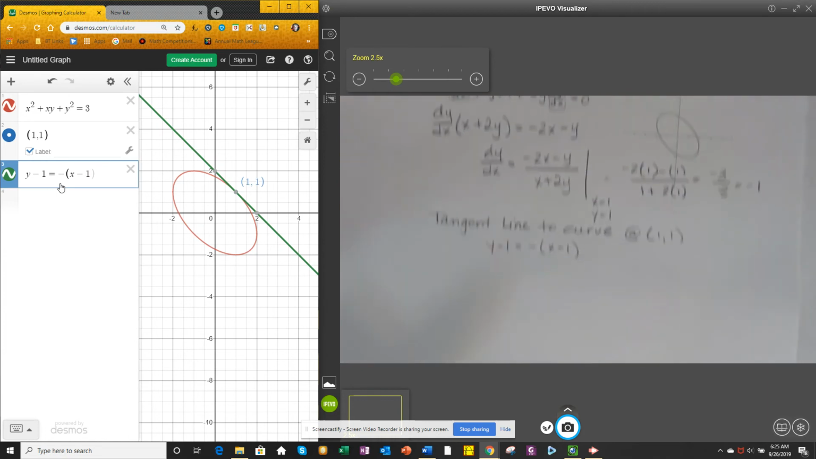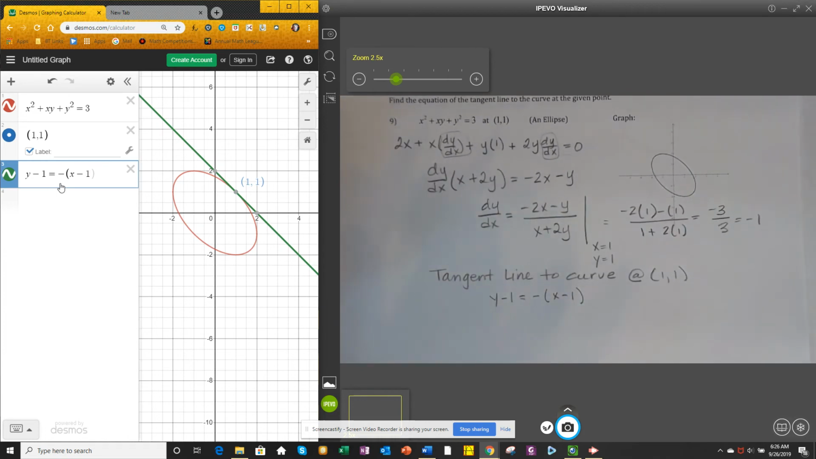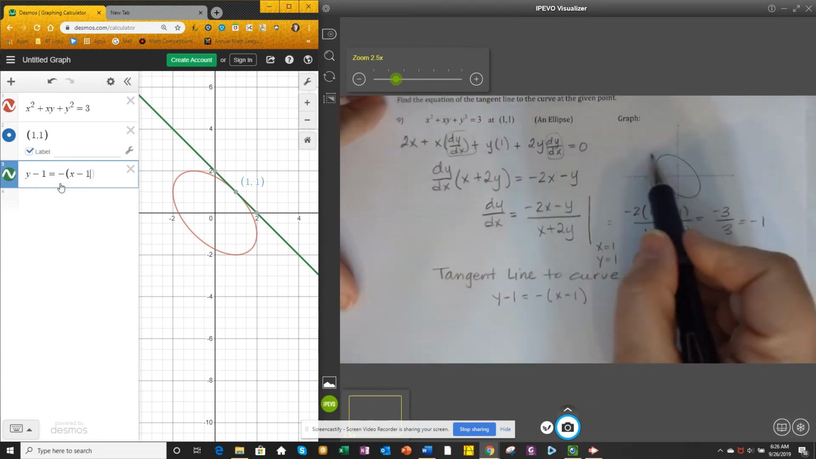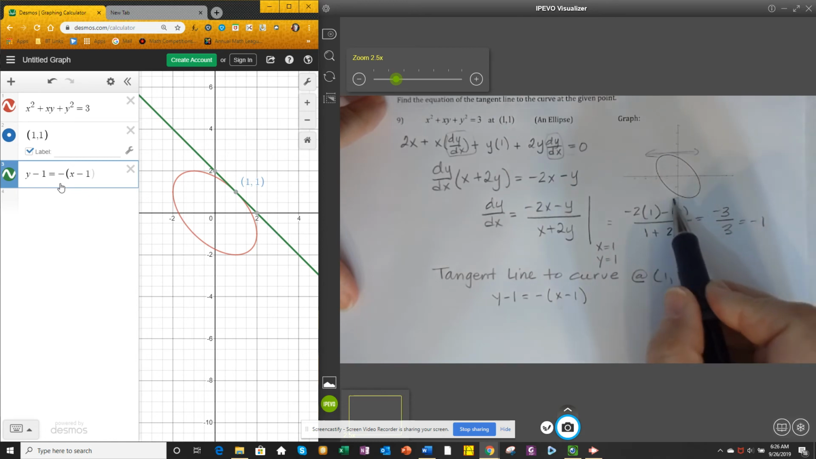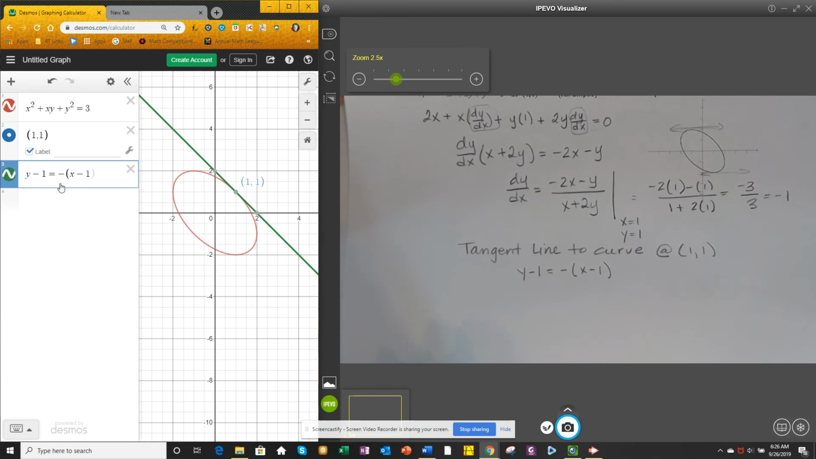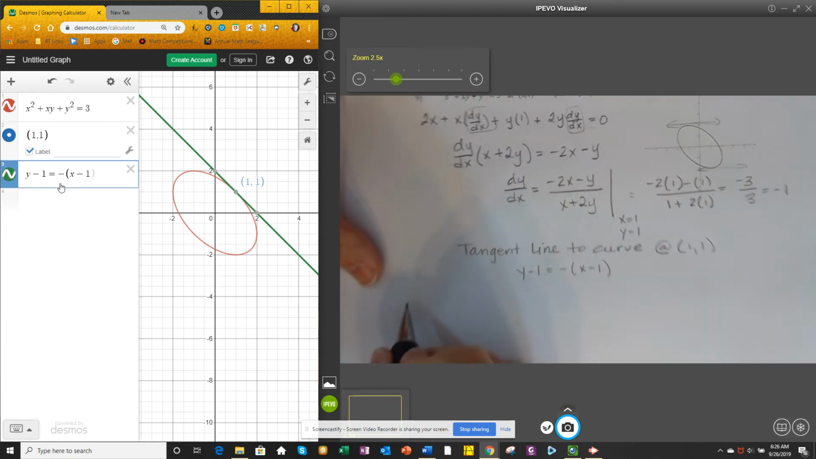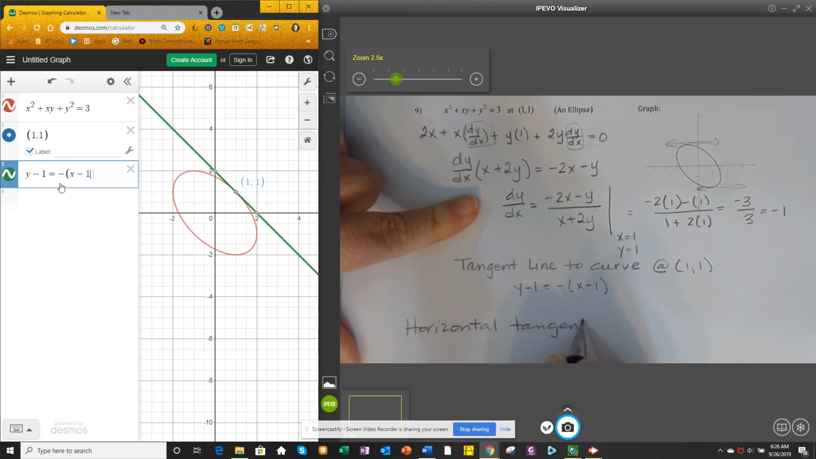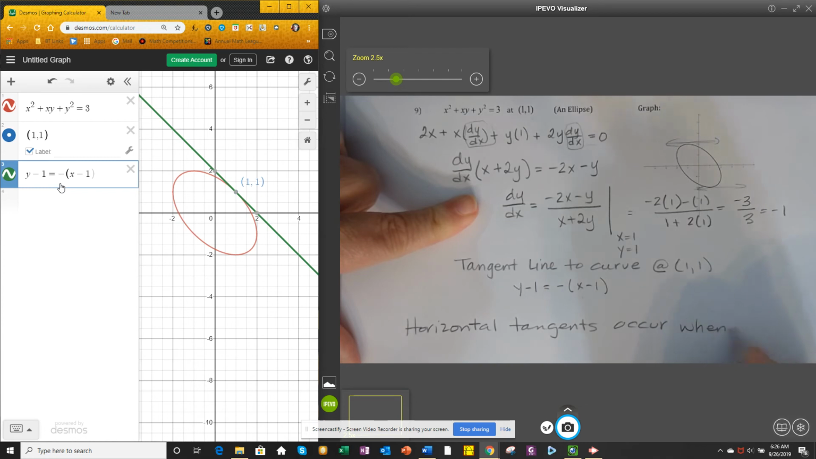Okay? Now, what if I took this problem and put a little spin on it and I said I wanted to find where there were horizontal tangents? Do you see how we have a horizontal tangent line here and a horizontal tangent line here? And I wanted to find the x's to find horizontal tangents. Okay? So, horizontal tangents occur when the derivative, right, the slope, is equal to 0.